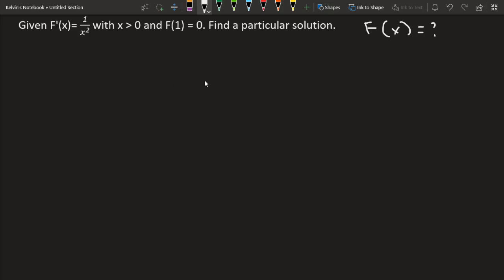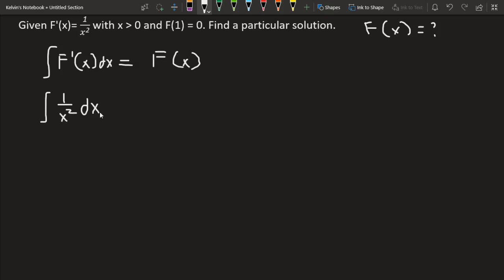Now, in order to find what capital F of x is, we need to take the integral of capital F prime of x. So the integral of capital F prime of x with respect to x is equal to capital F of x. Now, we can replace capital F prime of x with 1 over x squared, as is shown right here. So the integral of 1 over x squared with respect to x is equal to capital F of x.